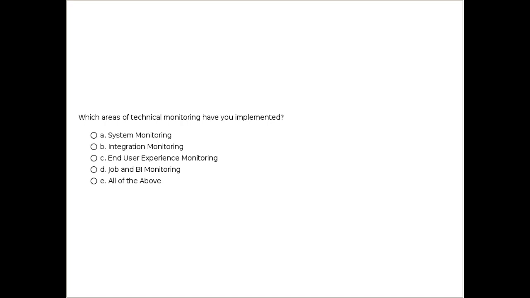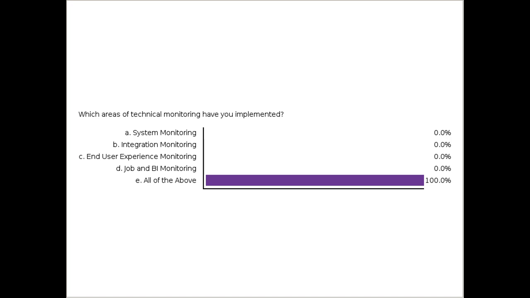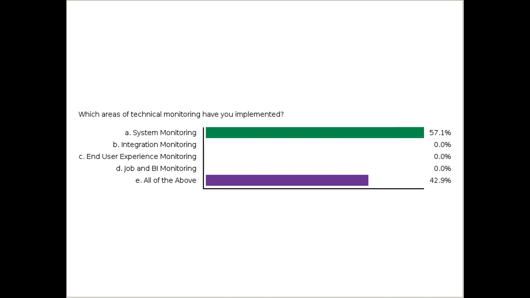Feel free to take a look at the poll questions that we have and answer them. The first poll question is, which areas of technical monitoring have you implemented? System monitoring, integration monitoring, and user experience monitoring, job and BI monitoring, or all of the above. Everybody's starting to fill it in right now. We have a lot of system monitoring, and a good amount of all of the above too.